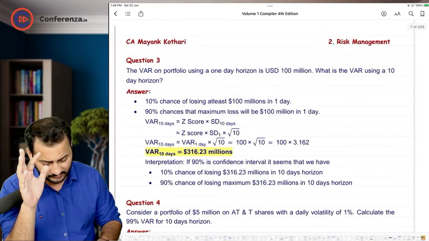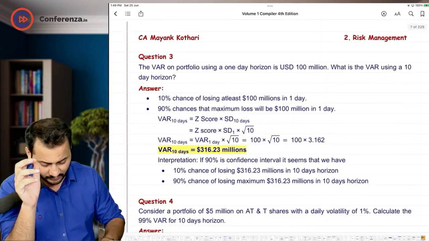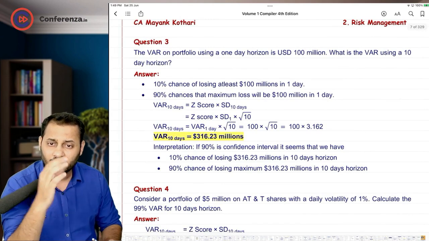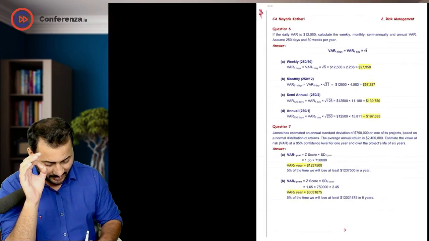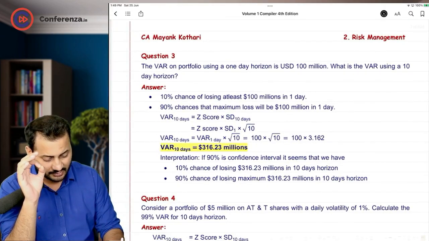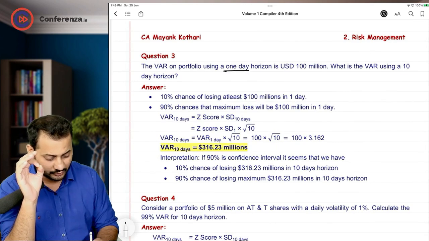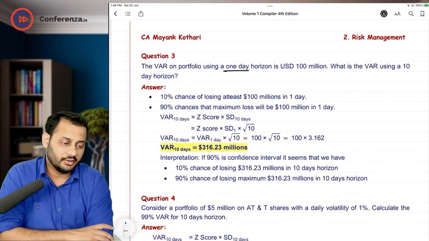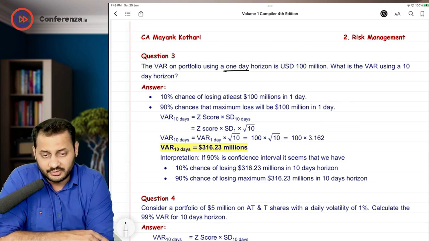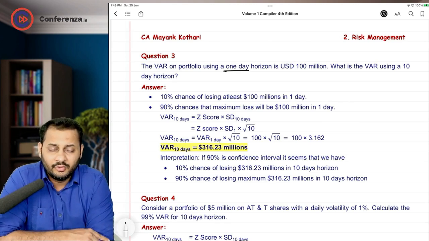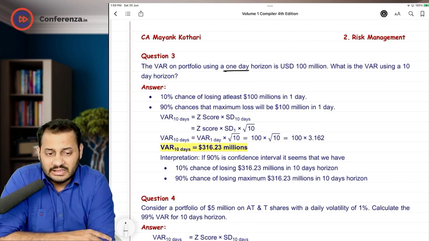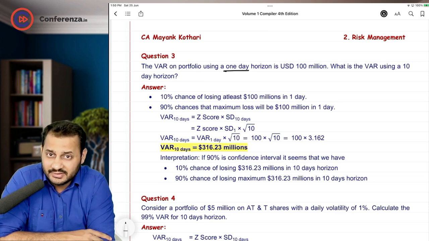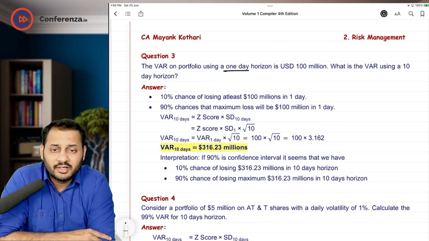Now I will directly start from question number 3, and this is going to be an interesting part. Have a look. The VAR on a portfolio using a 1 day horizon. So first underline 1 day. You have to do all the underlines that I'm asking you in the entire lecture. So be a good guy, be a good girl, disciplined student in fact, and do whatever I am saying for the purpose of getting good marks. Why I am asking you to do all this is, I want you to build good habits of studying. So underline that 1 day horizon.